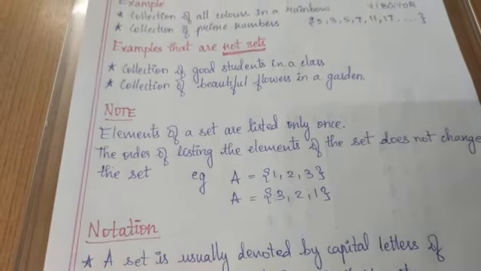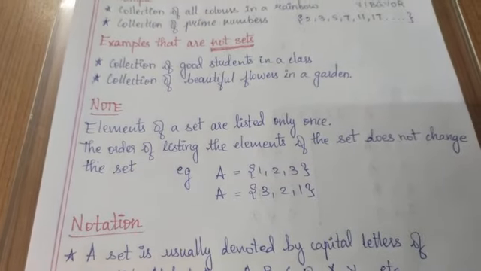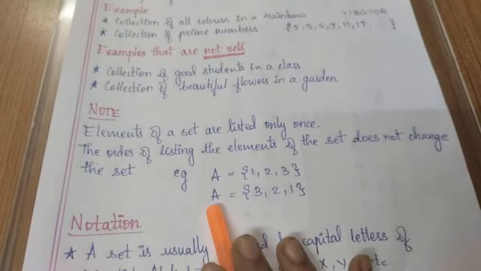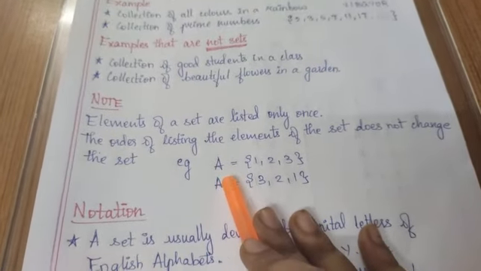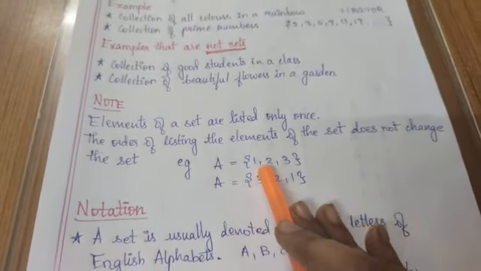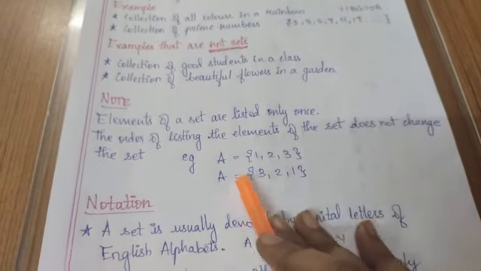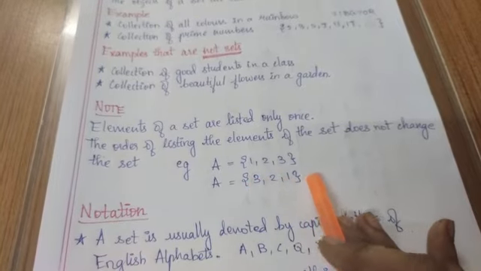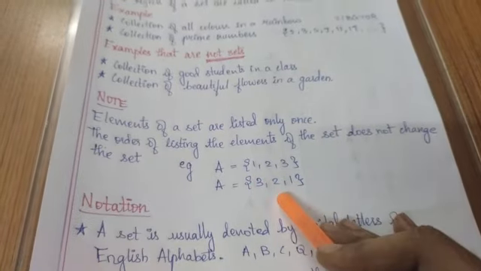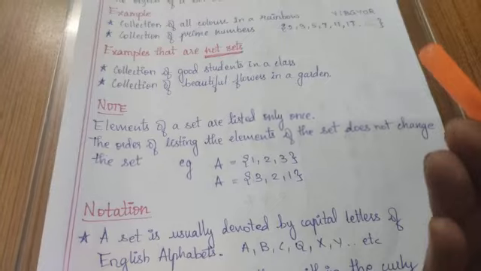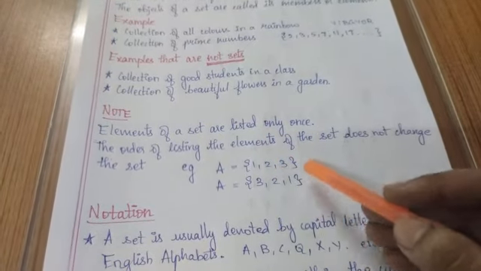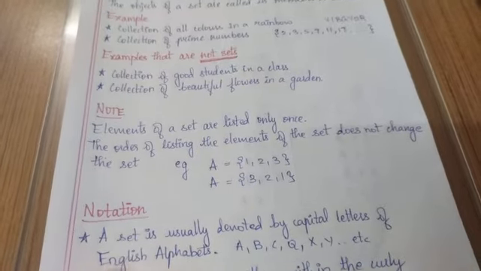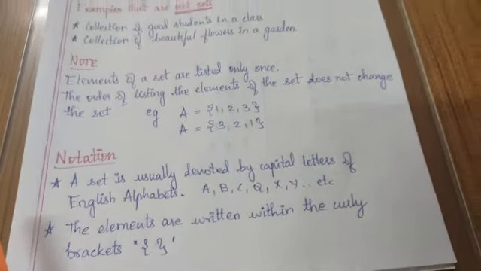Next, the order of listing the elements of the set does not change the set. For example, set A equal to {1, 2, 3} and another set {3, 2, 1}. Both the sets are same. The order of listing may change, but it does not change the set.